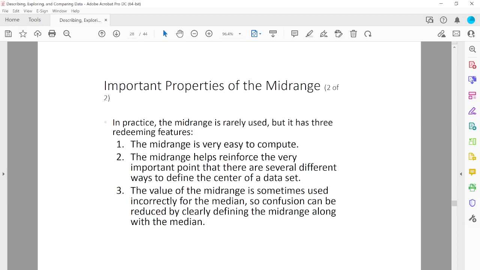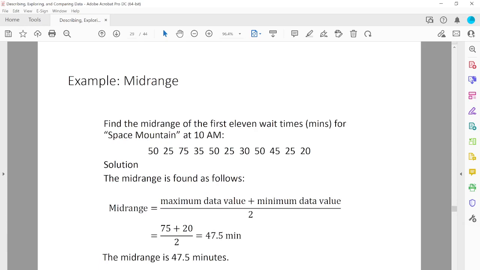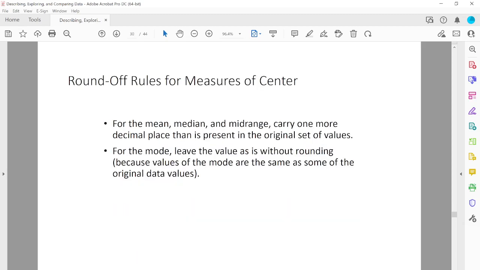So because of the mid-range, we can say that there are different ways to measure the center. Sometimes we use mid-range incorrectly for the median, but that's not the case. They are totally different values. So let's say this is the data and we would like to find the mid-range. First of all, we need to sort the data, and after sorting we can find the maximum value, which is 75, and the minimum value, which is 20. Add them and divide by 2. That gives us the mid-range.